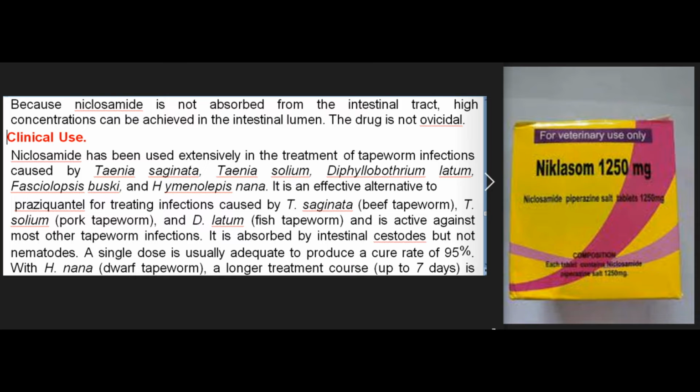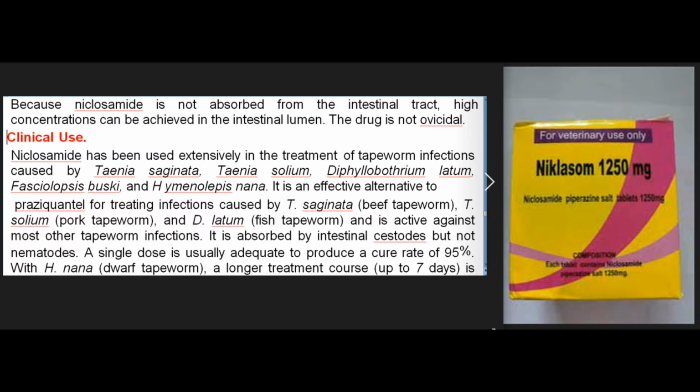Clinical use. Niclosamide has been used extensively in the treatment of tapeworm infections caused by Taenia saginata, Taenia solium, Diphyllobothrium latum, Hymenolepis diminuta, and H. nana. It is an effective alternative to praziquantel for treating infections caused by T. saginata, beef tapeworm, T. solium, pork tapeworm, and D. latum, fish tapeworm, and is active against most other tapeworm infections.